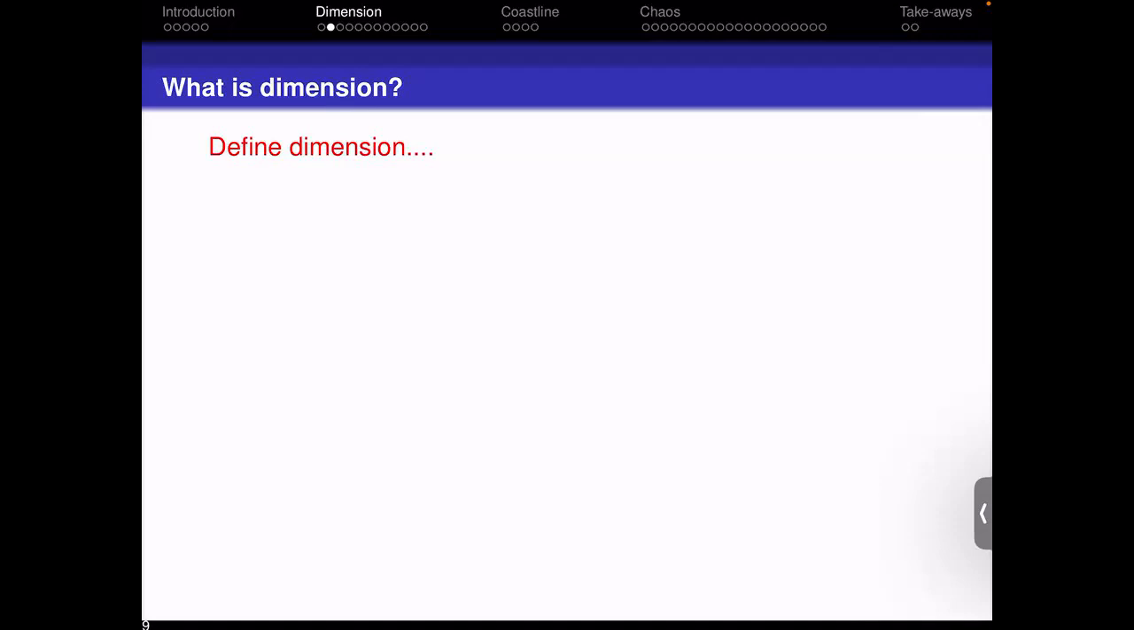So what do you notice about these numbers? 1, 2, 3. What kind of numbers are they? Integers. Be more specific. What kind of integers? Positive integers. So you could argue maybe a point is zero dimensional. Are we going to have a negative dimensional space?